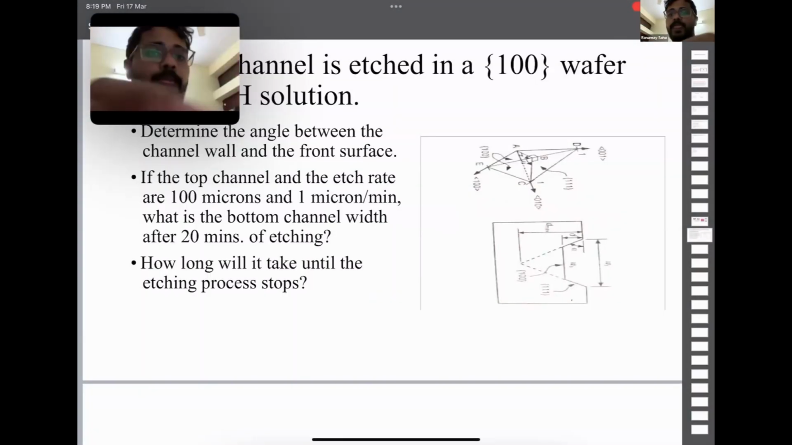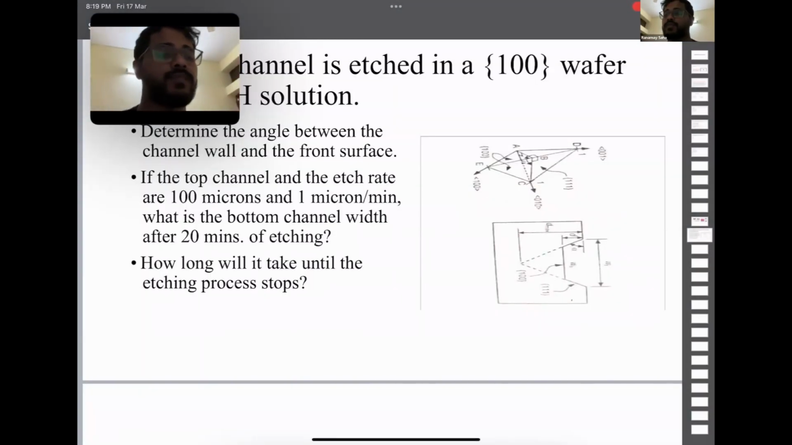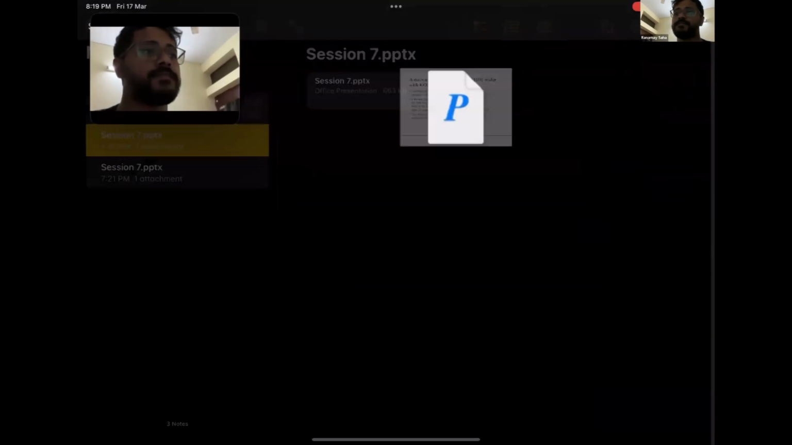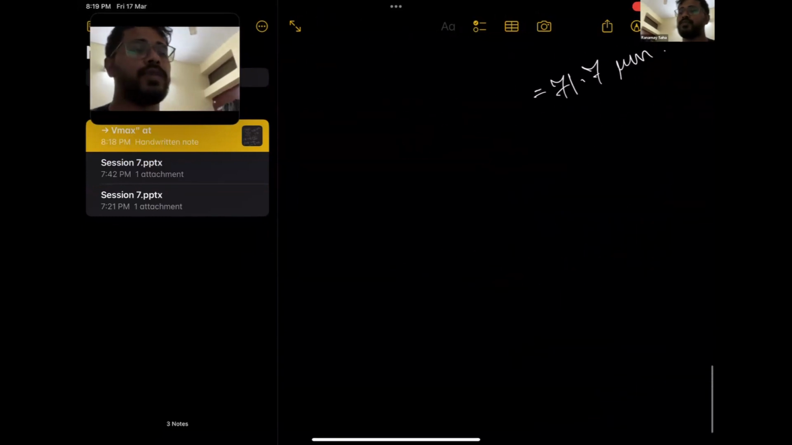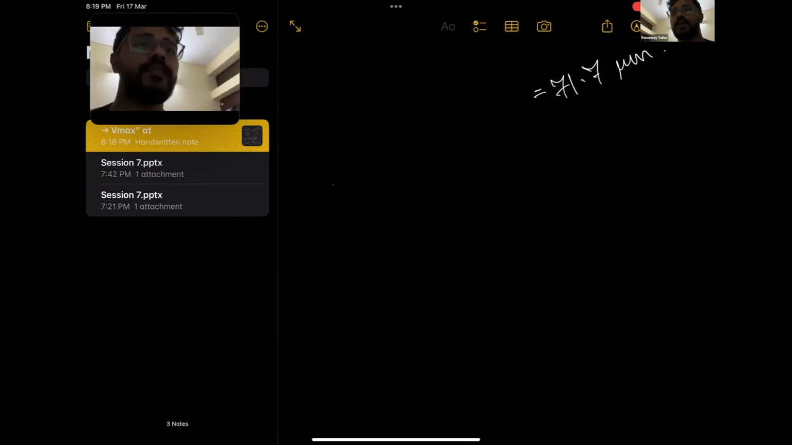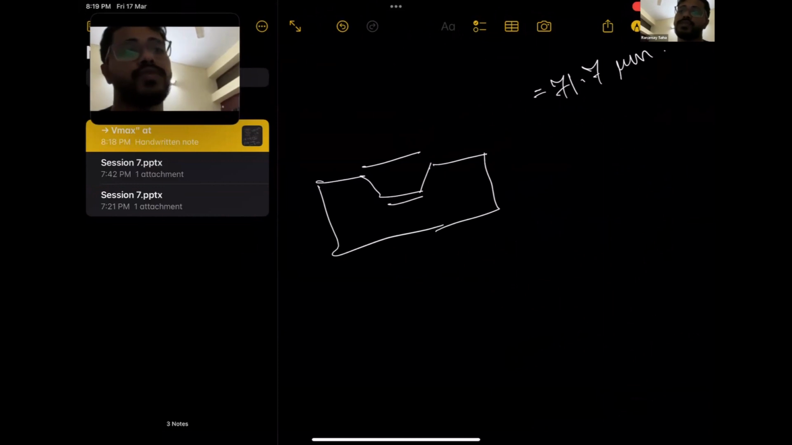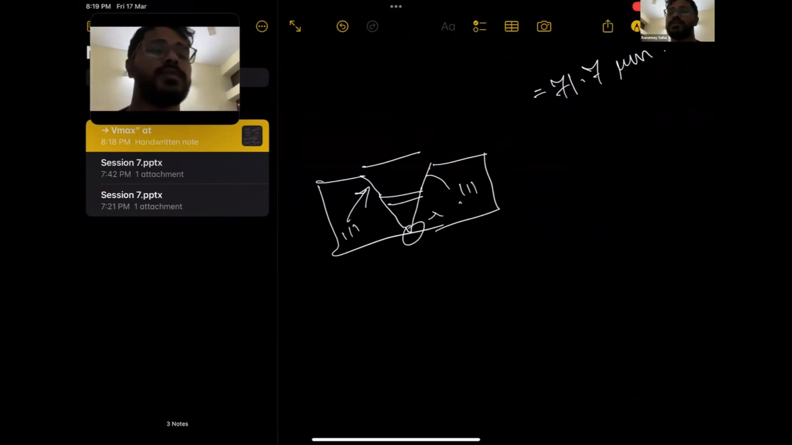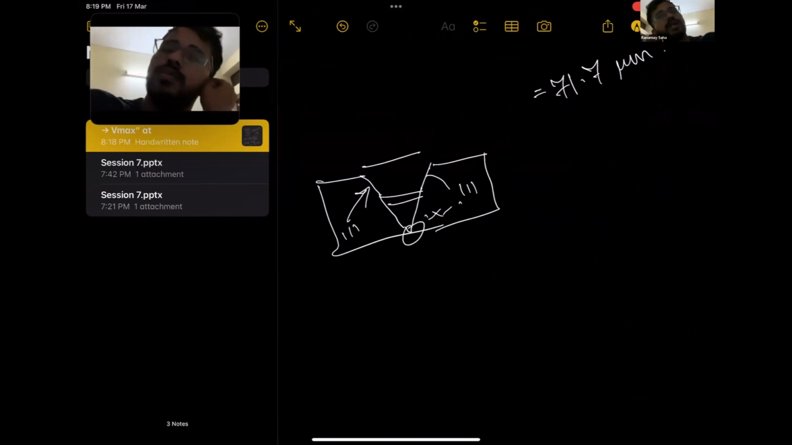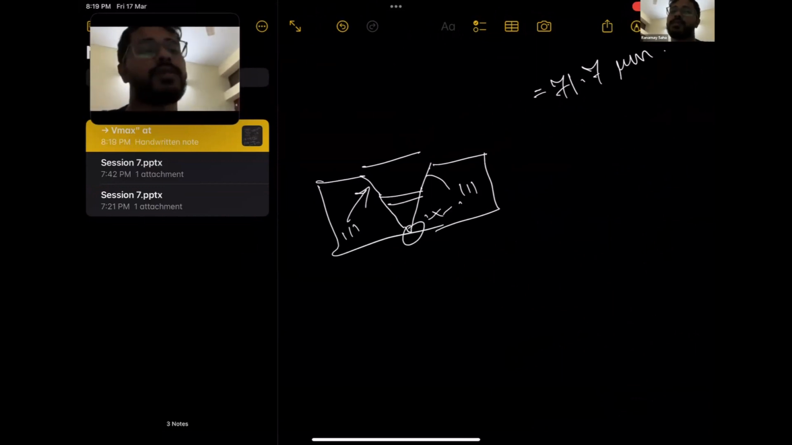which is: how long will it take until the etching process stops? So when will the etching process stop? This is your top channel length and this is the bottom channel length. The etching process stops when the two 111 planes meet. When these meet, the etching process will stop, of course.